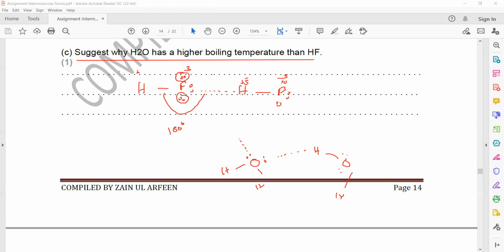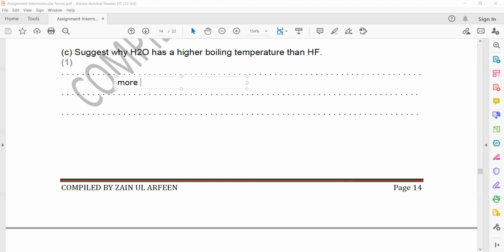That's why for hydrogen fluoride, even though lone pairs are available, hydrogens are not available. So water has more hydrogen bonds per molecule, which leads to a higher boiling point for H2O. Is this concept clear?